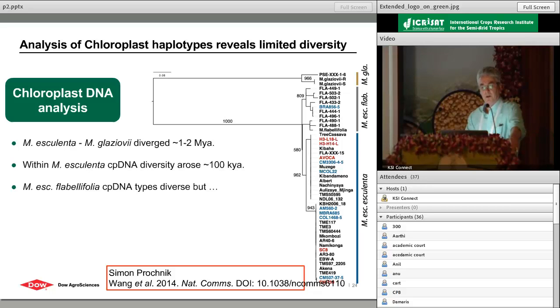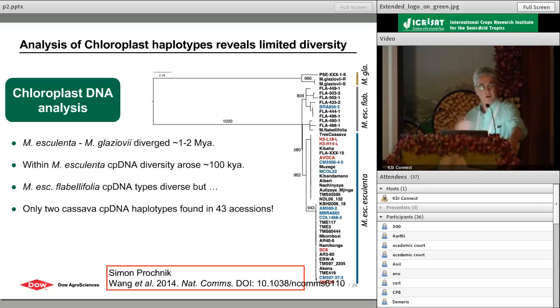There's a lot of different versions of this. But if you go down to the cassavas, there's only 2 chloroplast haplotypes in the entire 43 accession collection we have. And each of these haplotypes are found on 3 different continents. So this is a relatively old haplotype that has spread around since we've been spreading cassava around the world.